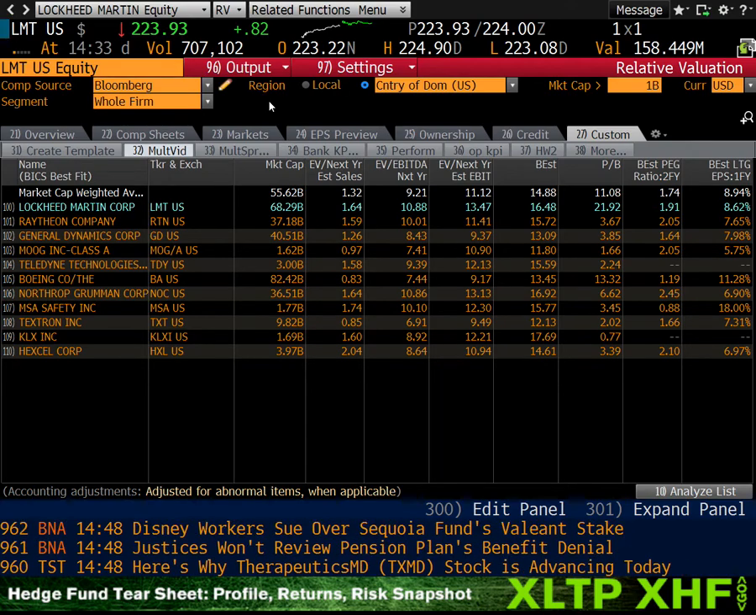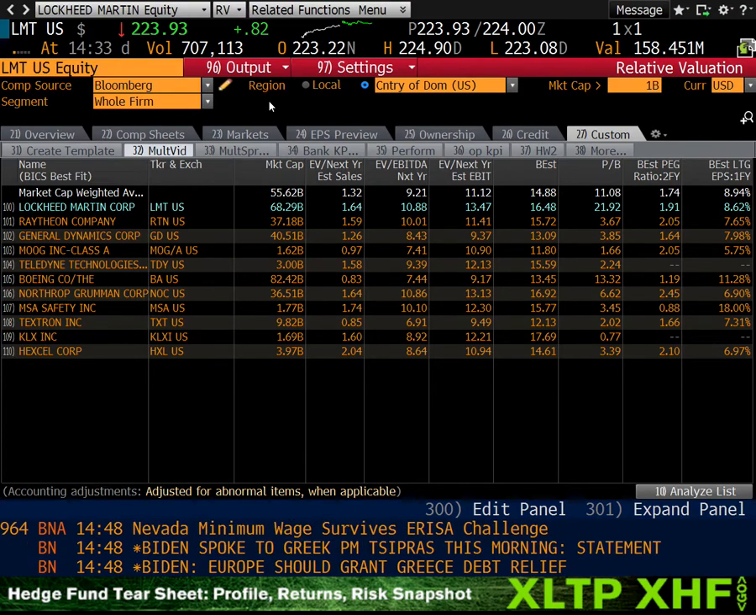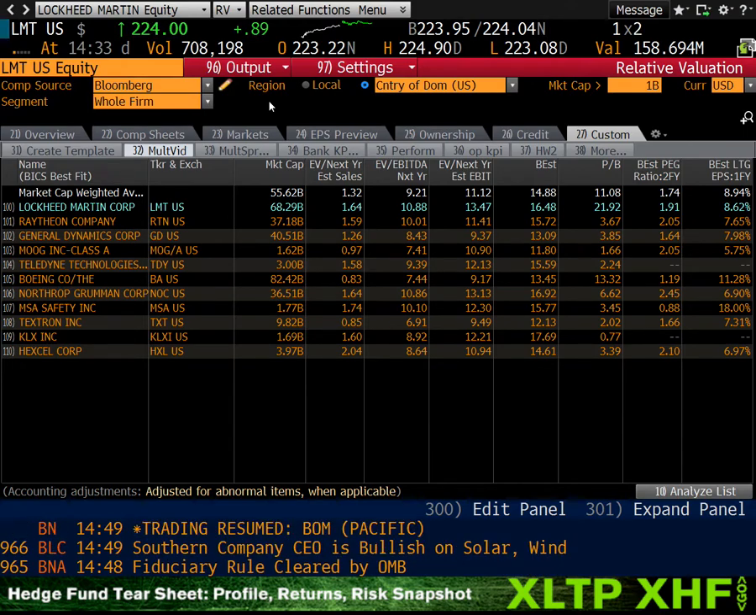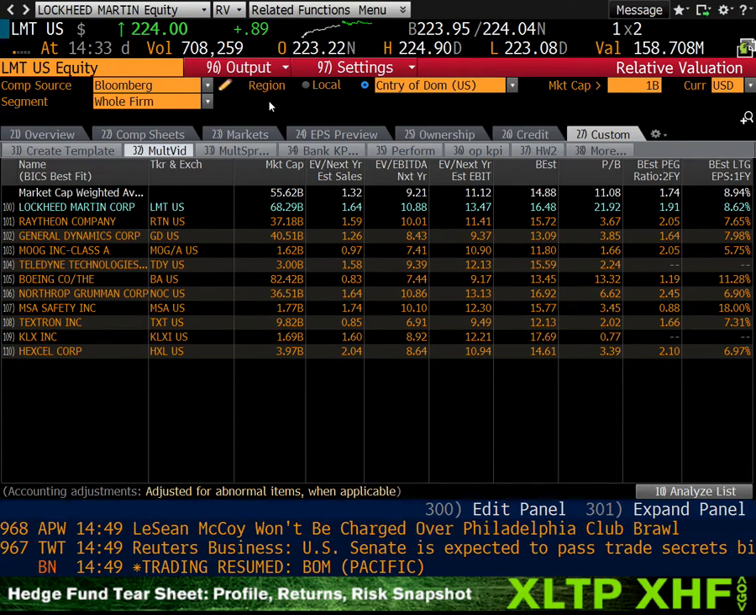A PEG of 1 means that I basically pay $1 for $1 of earnings growth. Why would I pay $1 for $1 of earnings growth? Yep. Okay, so what does 1.91 tell you about Lockheed? So Lockheed Martin has a positive spread.